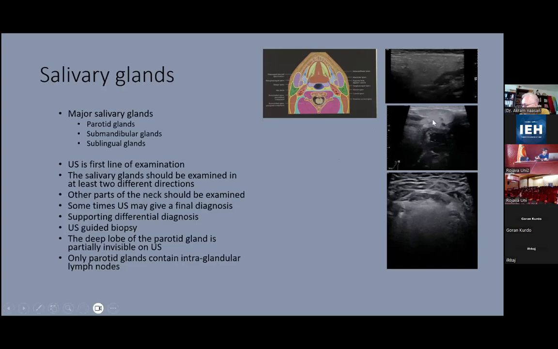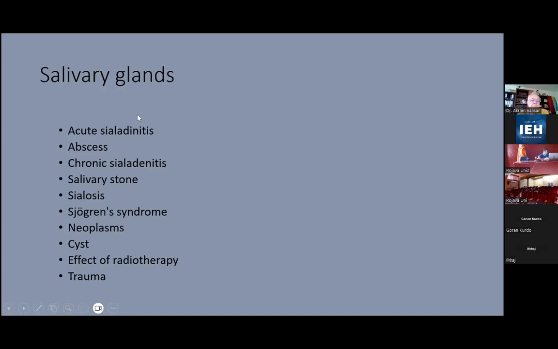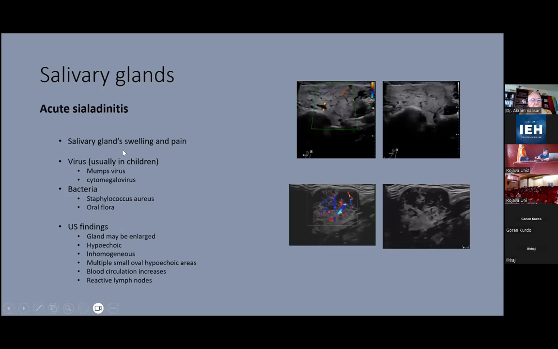There are diseases and lesions in the salivary gland. This is the list, and we will go through this list. First, acute sialadenitis. It's an acute inflammation of the glands. Patients have swelling and pain. The causes might be viral or bacterial.